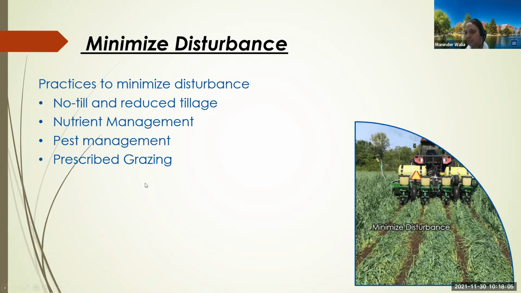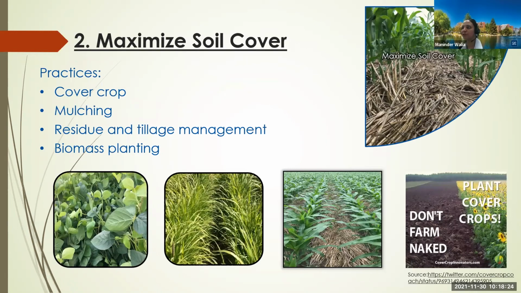Prescribed grazing is another practice that can help to reduce the disturbance. The manure application with this improves the activity and diversity of the soil. It also leaves residue on the soil surface for part of the period while we are not grazing animals on top of the soil. So that was one of the principles.